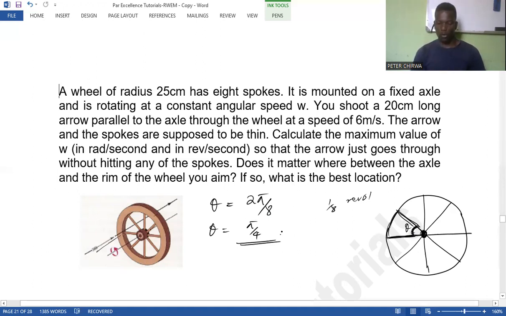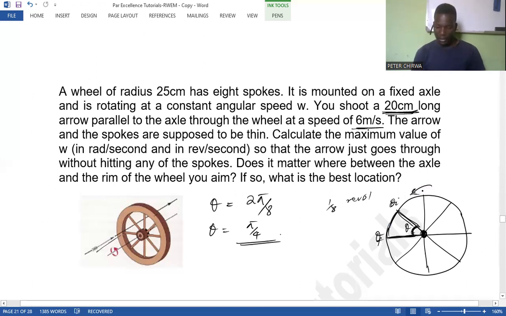Now, because we have an arrow that is being shot here, we need to know what time it will take for the entire length of this arrow, 20 centimeter, to pass at this speed. What will be the time? Because this time is the time that we need, and it is the time this spoke will take to move from this initial position to this final position, if it is moving in that direction. Oh yeah, it's moving in that direction.